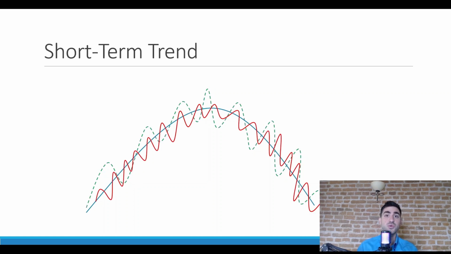And lastly, there is the short-term trend. These are interruptions within the intermediate trend that last from 2 weeks up to 4 weeks. They can be longer, they can be shorter, of course, and generally they're influenced by random news, so this makes it a lot harder to identify.